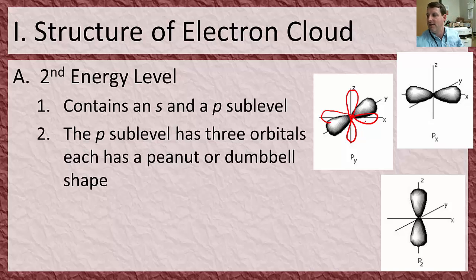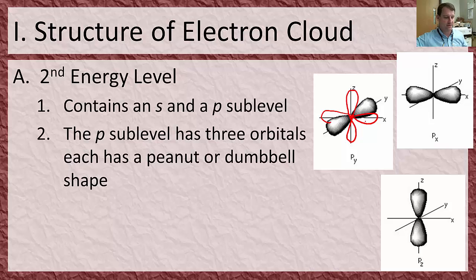I've got a graphic here of one using balloons, and you can see that one of the P orbitals is right through here, another P orbital is vertical, and the other one is 90 degrees to that. So that's what it would look like in real space, sort of. All right. So that's a P sublevel.